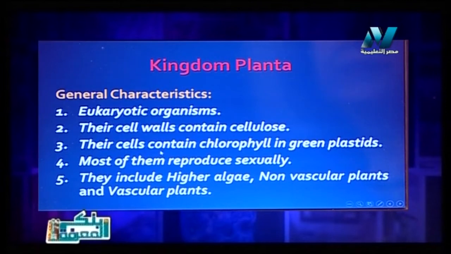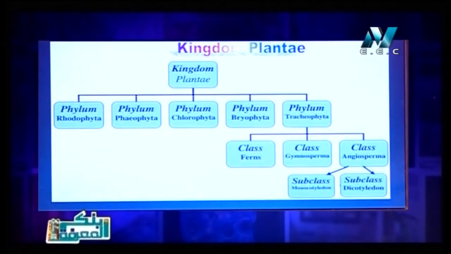So let's start by studying the first phylum. In kingdom Plantae, as you see in this diagram, it includes many phyla. The first one is called phylum Rhodophyta. The second one, phylum Phaeophyta. The third one is phylum Chlorophyta. These include the types of algae. And as we said, algae live inside water, so they live in a simple way. They have simple structure, and all of them contain chlorophyll.